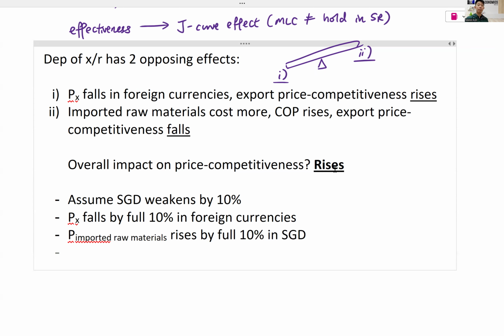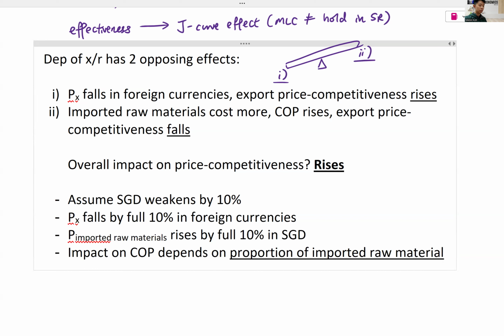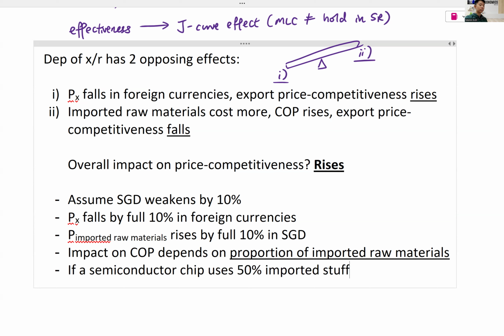Yes? Impact on COP depends on proportion of imported raw materials. Let's say Singapore produces chips, not the potato version, semiconductor chips. Imagine if a semiconductor chip uses 50% imported inputs, and the other 50% is sourced within Singapore. Okay? COP rises by how much?